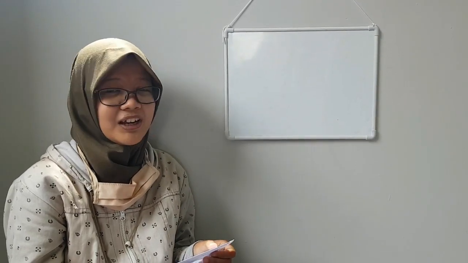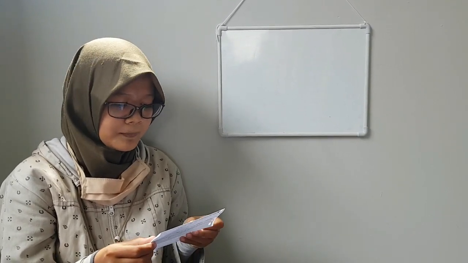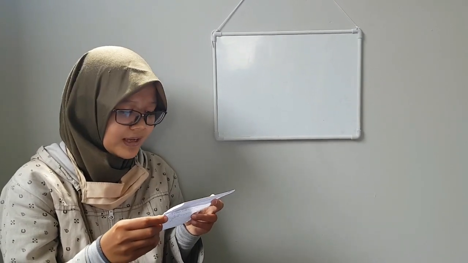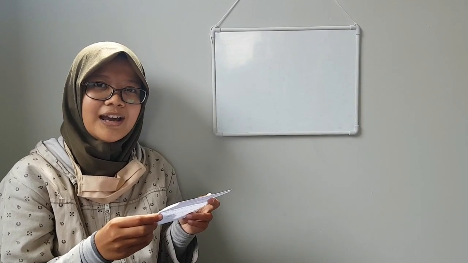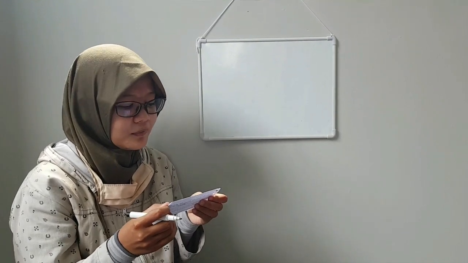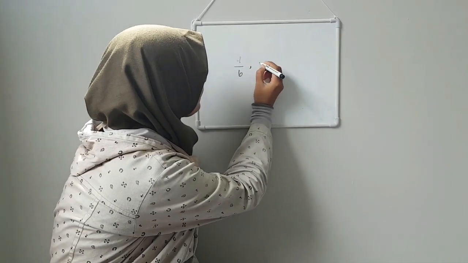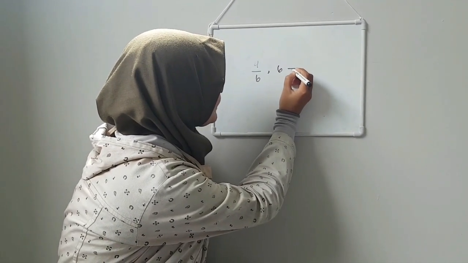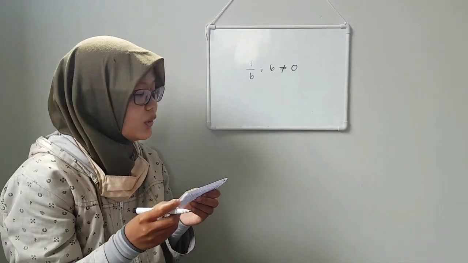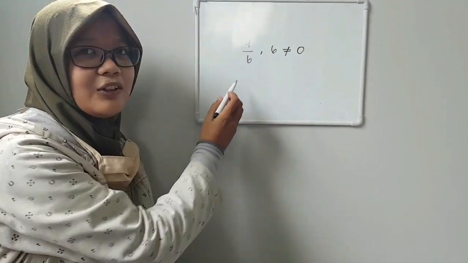Well, what is a fraction? A fraction is something that shows parts of a whole. Fraction numbers consist of two numbers, namely a number as the numerator and a number as the denominator. A fraction has the formula A over B, with B not equal to 0, where A is called the numerator and B is the denominator.